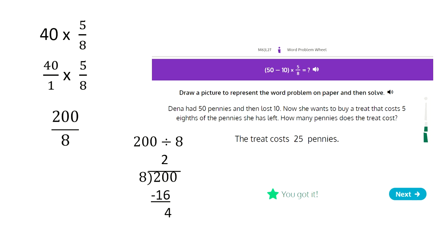Subtract 16 from 20. We have 4. Next, we bring down the 0, and there are 40 left to share. How many times does 8 go into 40? That's right, it's 5. And 5 times 8 is 40, so 40 minus 40 will give us 0. Our quotient is 25, so the treat costs 25 pennies.